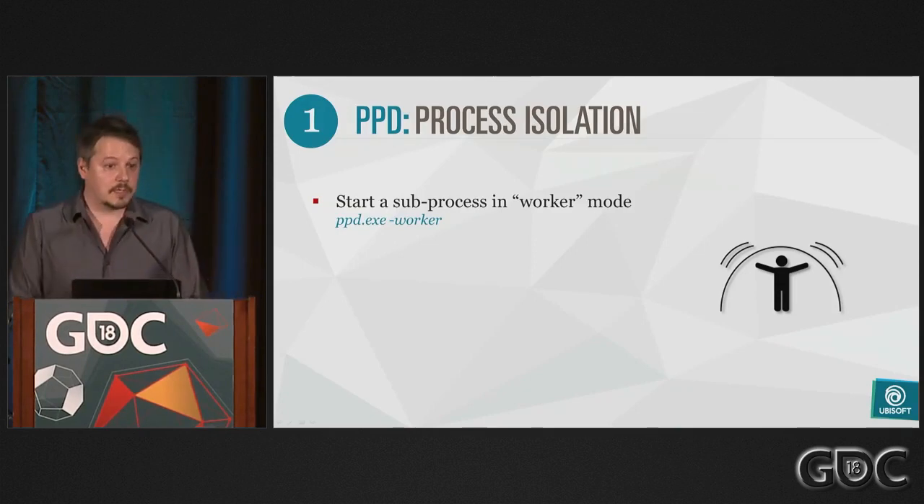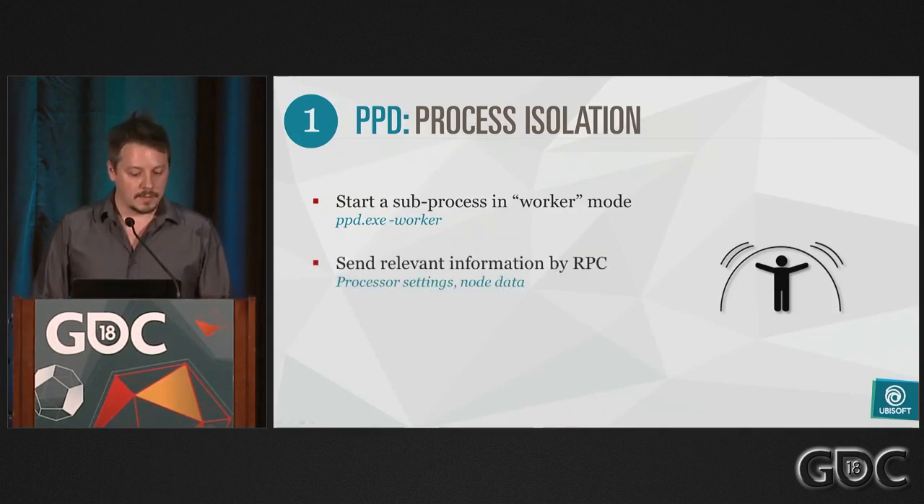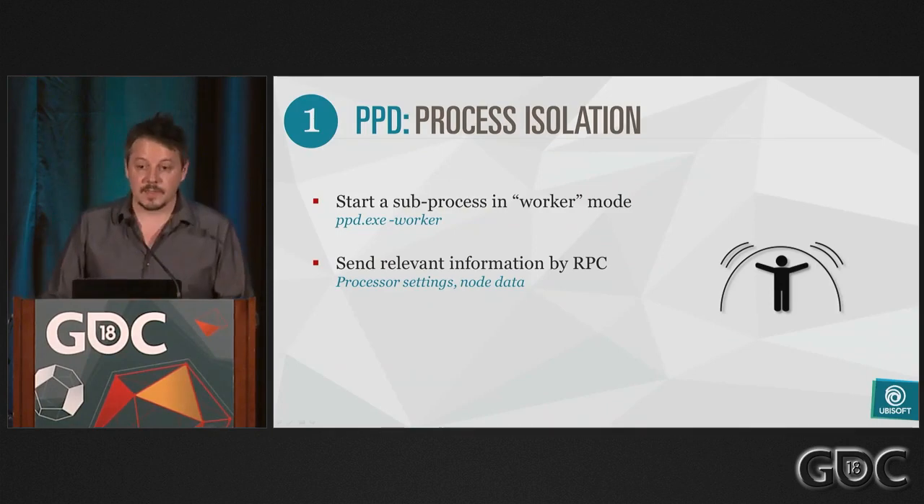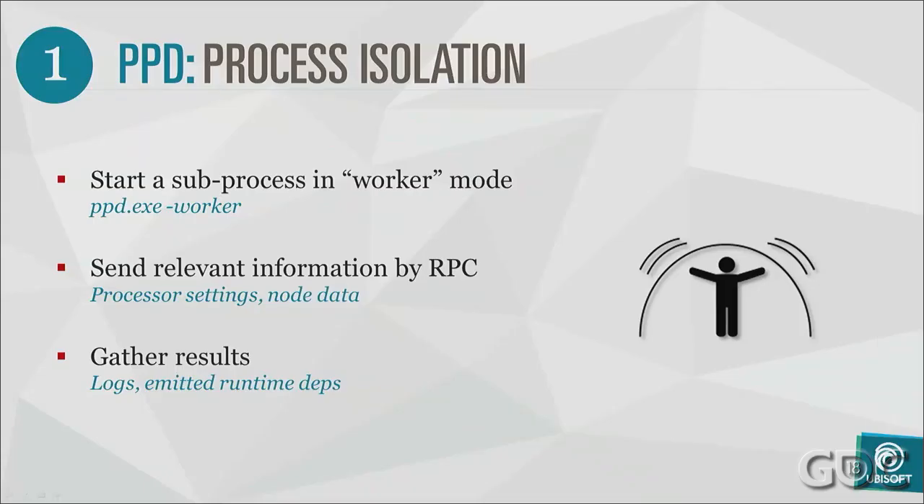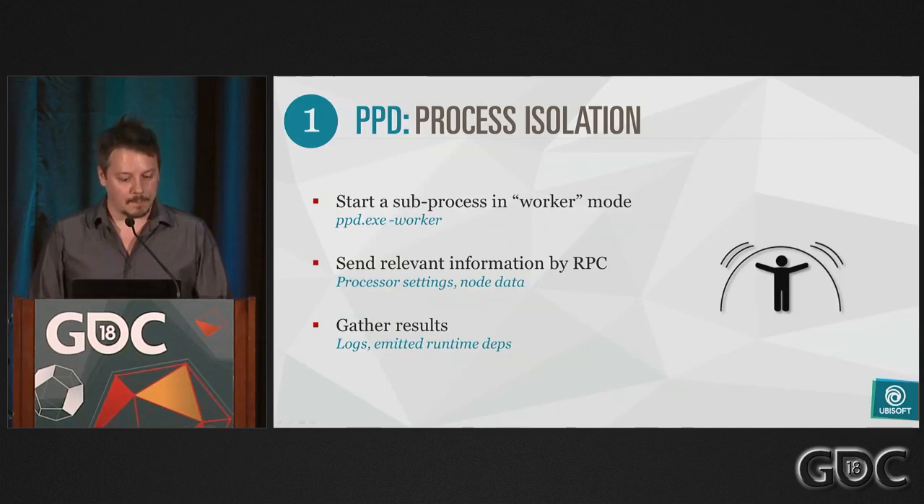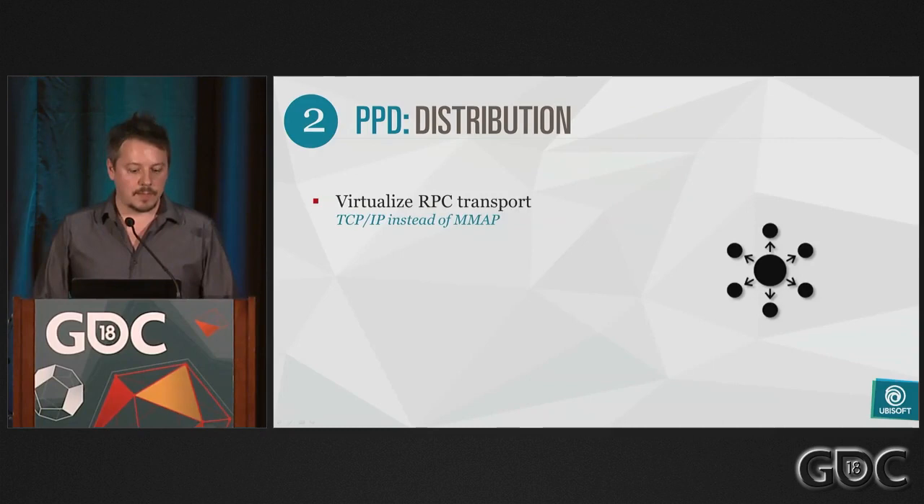Performing process isolation is actually quite simple. All you need to do is start a sub-process in a worker mode and then connect to it through RPCs. So you then send all the relevant information, such as the processor settings, the node data, that kind of stuff. And then the sub-process has all the information required to actually perform the build. And when it's done, you gather the results, which are the logs or all the runtime dependencies that might be emitted during the build.